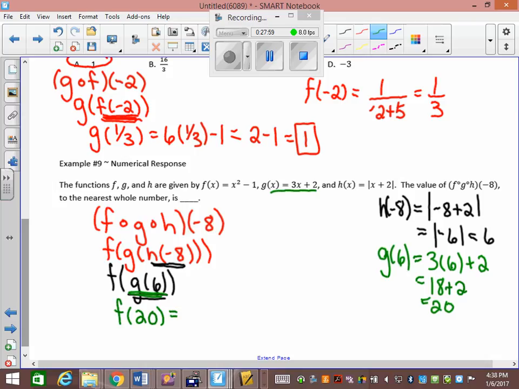And now I can just find f of 20 right here. I'm going to fill it into this function here, the f of x function. So I'm going to get 20 squared minus 1, which is 400 minus 1, which is 399.